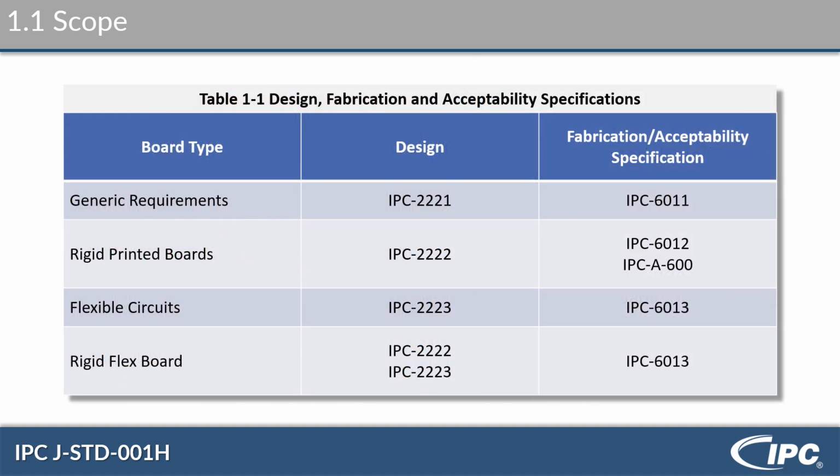This is table 1. This is what the tables look like. You'll find these throughout the J standard. This is just what board types and design and fabrication acceptability specification. So if you're an engineer and you are designing a rigid printed board for fabrication, you would go rigid printed board, fabrication specification, and then IPC 6012 and IPC A600. That's how to read a table here.